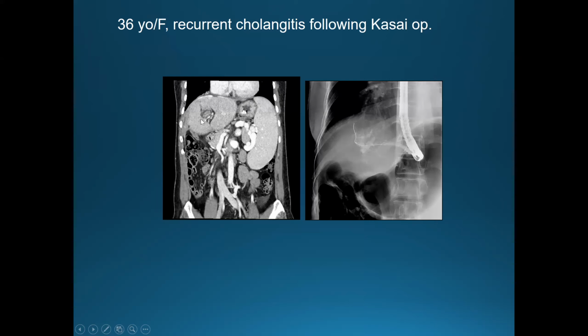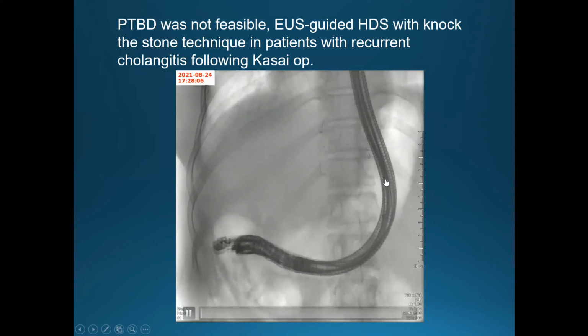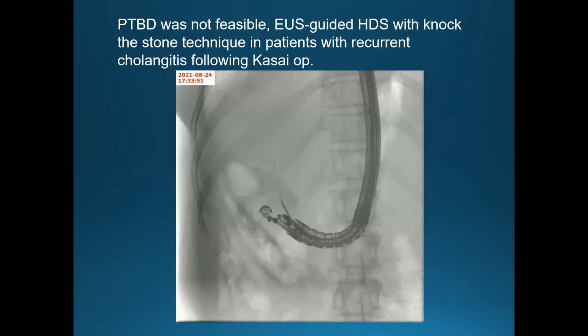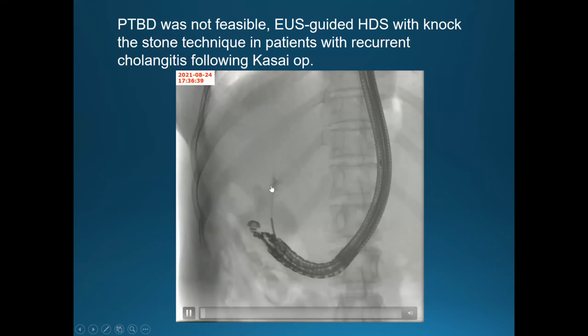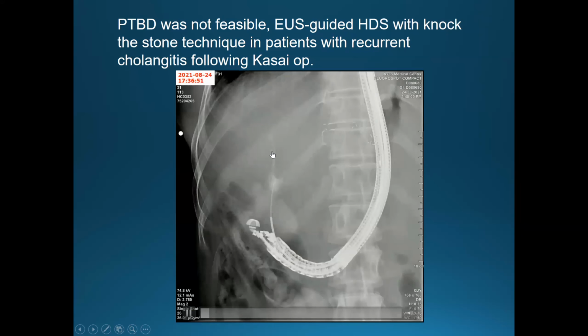Interventional radiology is difficult and impossible for the right PTBD here because the patient has atrophy of the right liver. And we tried the HGS for the right-side approach, but it's very difficult and failed. Let me show the EUS-guided hepaticoduodenostomy with the knock-the-stone technique. As you can see, it's very far away from the duodenum to the right liver. There's just the portal vein. So it's very difficult, but there's no choice because we failed with the deep enteroscope.